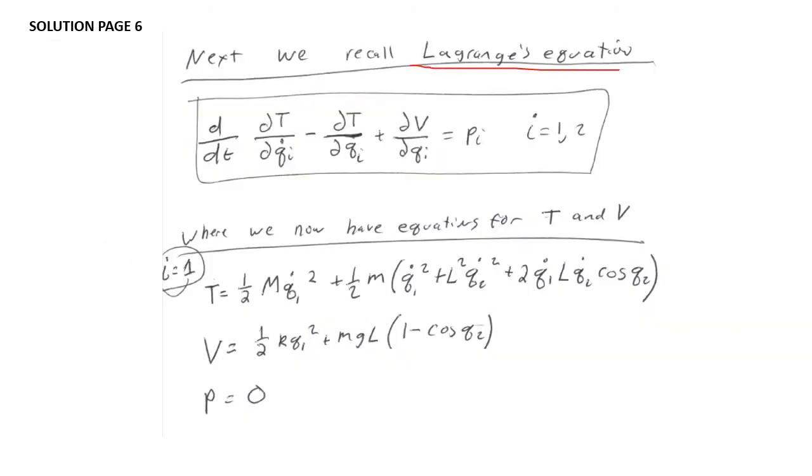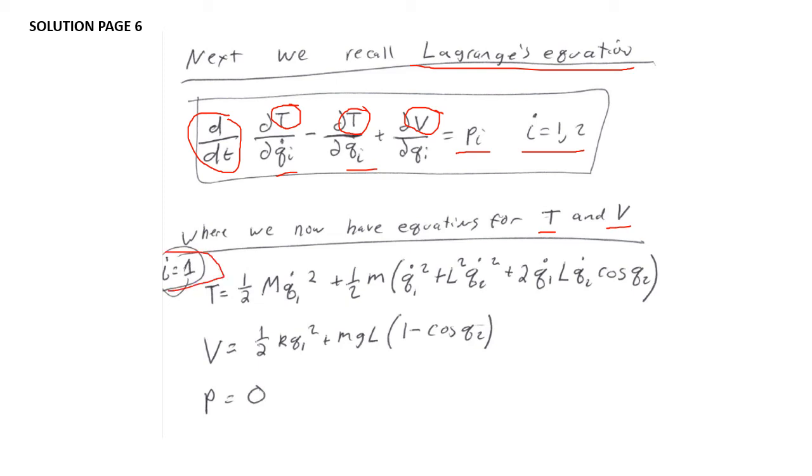Now we're going to call Lagrange's equation. So for Lagrange's equation, we have d over dt, the derivative with respect to time, of the partial of our kinetic energy with respect to qi dot, minus the partial of T, our kinetic energy, with respect to qi, plus our partial over qi of our V, our potential energy, is equal to Pi, where i is 1 and 2. So now we have equations for kinetic and potential energy.